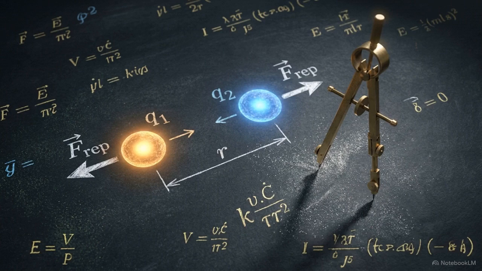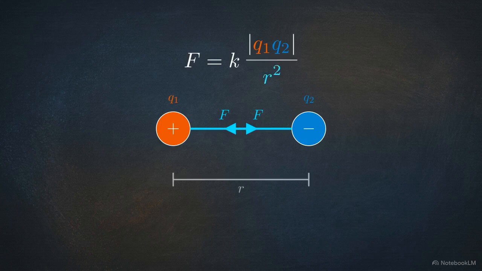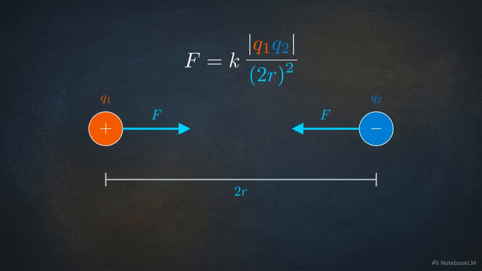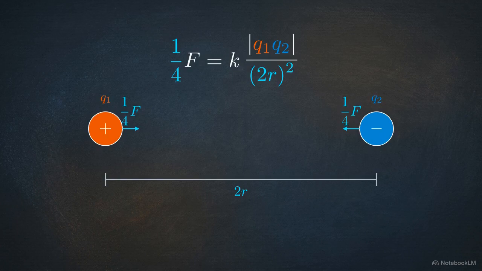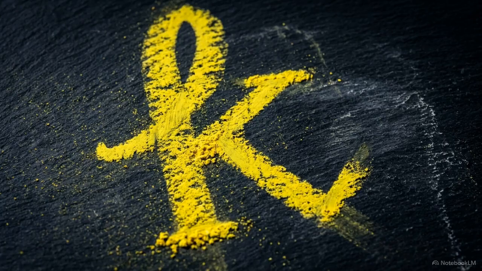Coulomb's law provides the mathematical framework for determining the magnitude and direction of the force between two resting charges. This law states that electrostatic force is directly proportional to the product of the charges and inversely proportional to the square of their distance. This means if you double the distance between charges, the resulting force drops to exactly 1/4 of its original strength. In its scalar form, the equation is F equals k times the absolute value of q1 q2 divided by r squared, where the constant k is 9 times 10 to the 9th.